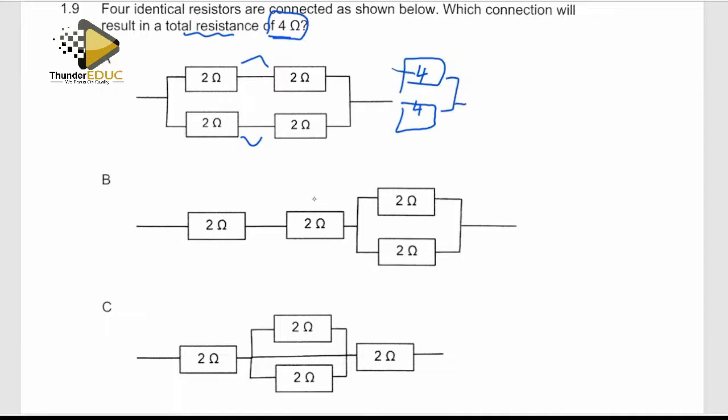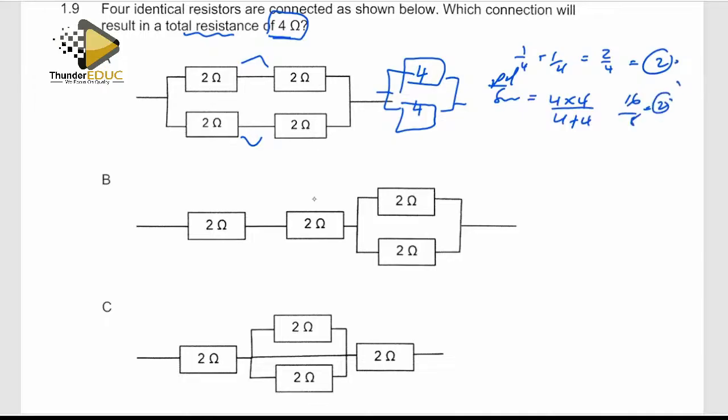So for me to get the effective resistance for the parallel, it will be 1/4 plus 1/4, which will give us 2/4, meaning that the effective resistance is just a 2. Alternatively, use the product over the sum, meaning that it is 4 times 4 over 4 plus 4. So 16/8, which is 2. So this is out.